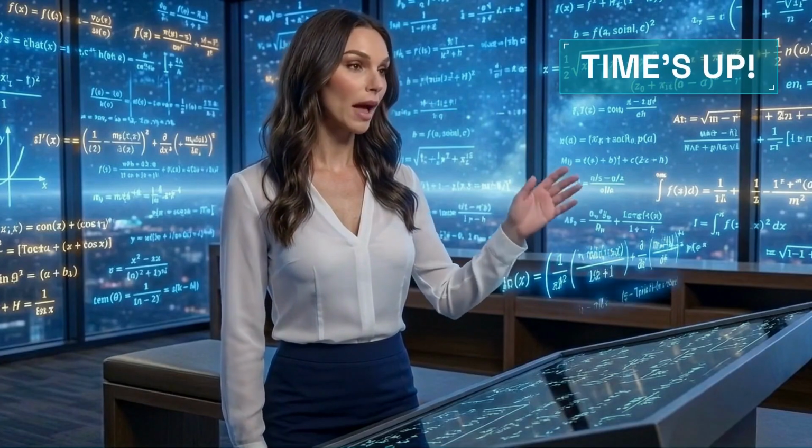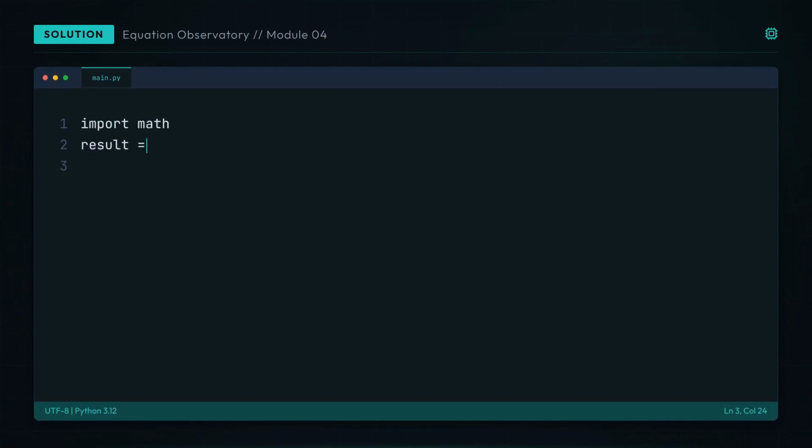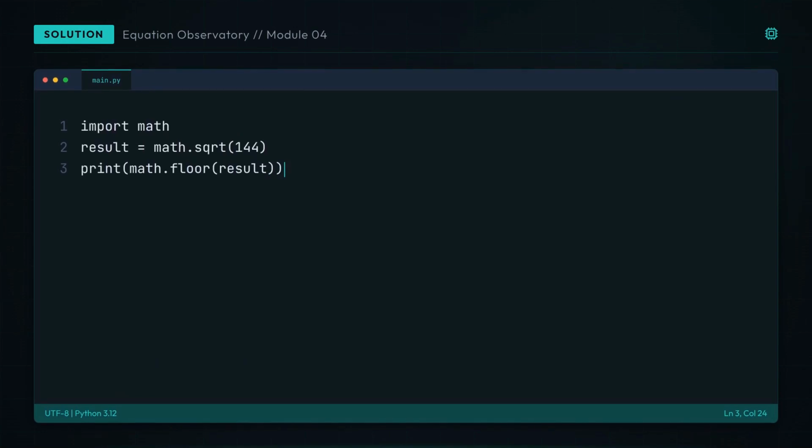Ready? Let's check your math. First, we import math and find the square root of 144, which is 12. The floor of 12 is still 12. Excellent work if you got that right.